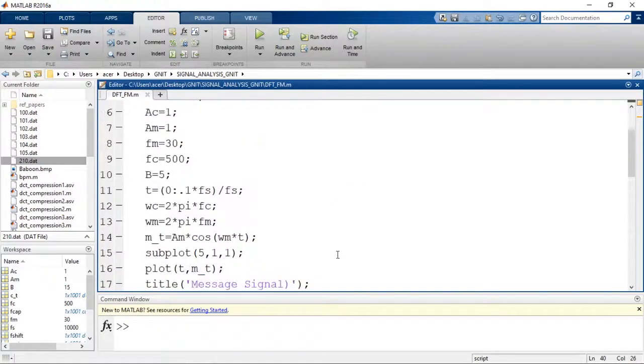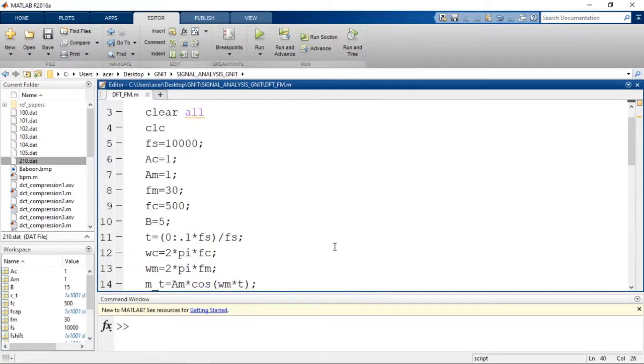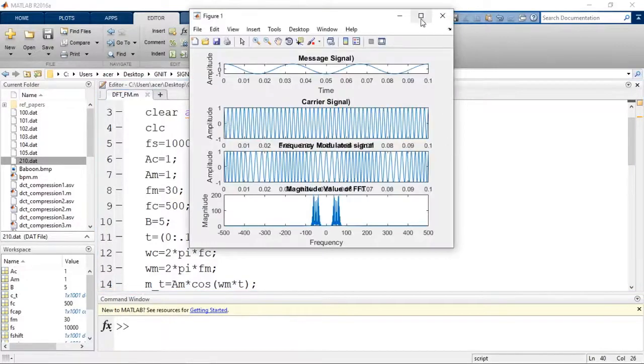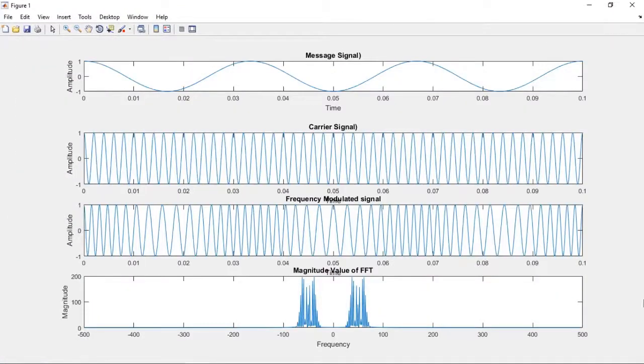Now let us run this code. These are the results of this simulation. This is the message signal. It is a low frequency signal, amplitude versus time, and this is the carrier signal, amplitude versus time. This is the unmodulated carrier signal.